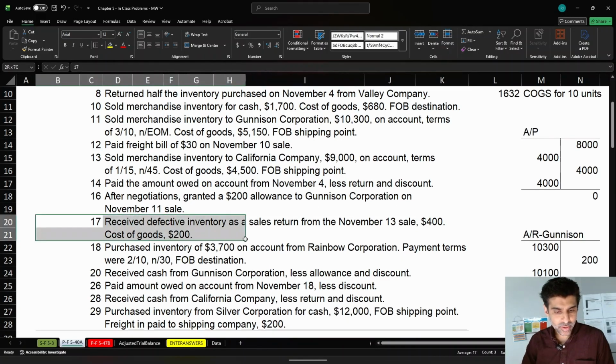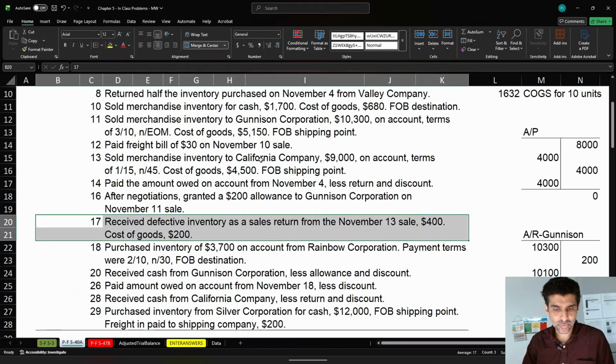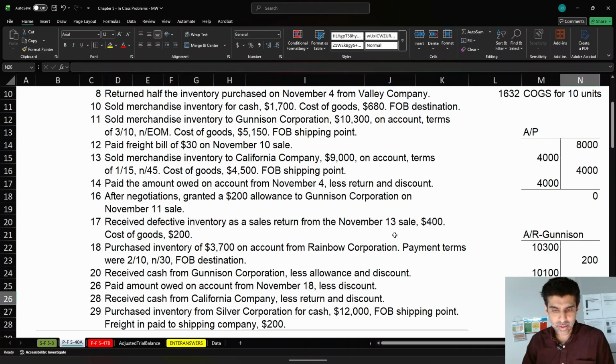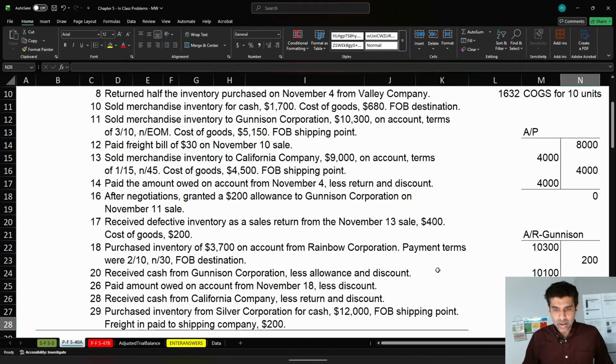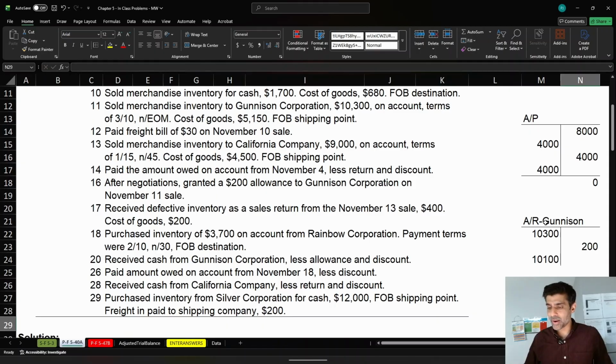So on the 17th, I received defective inventory from the 13th sale. This is from California company. Originally 9,000. So again, I'm going to start another account receivable for California company. It was 9,000, and they're going to return $400 worth of items. That's how much, on the revenue side, the related value in revenue was. So I'm going to have to reduce the amount they owe us by 400.